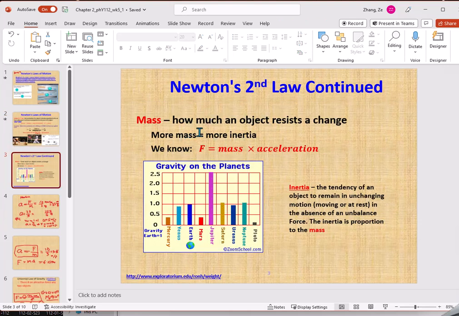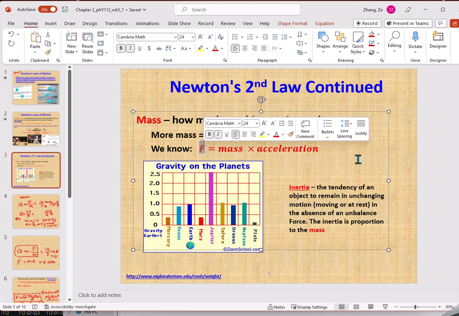Again, mass, chemically, you will say, is how much material is there, the amount of substance in there. Or in physics, mass resists change, or mass equals more inertia, which means resisting change. How it works: mass times acceleration equals the force. That's Newton's second law. And then, of course, force.